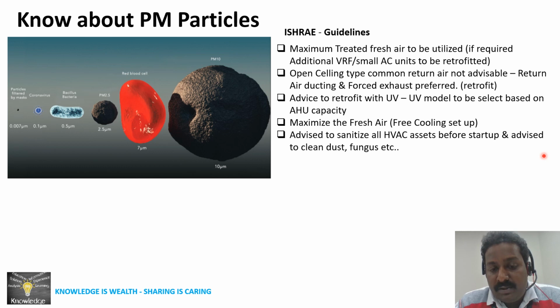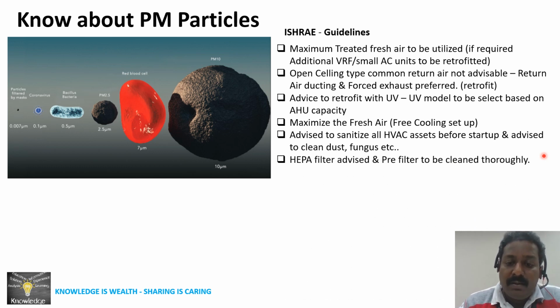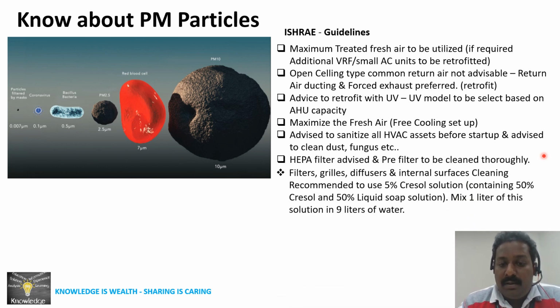How can we sanitize? There is a guideline which says filters, grills, diffusers, and internal surface cleaning can be done through a 5% Cresol solution. How do we prepare the Cresol solution? 50% Cresol and 50% liquid soap solution. That solution we need to mix at 1 liter with 9 liters of water. Then we can use it for filter, grill and diffuser cleaning to disinfect. And that's the standard guideline which was given last year.